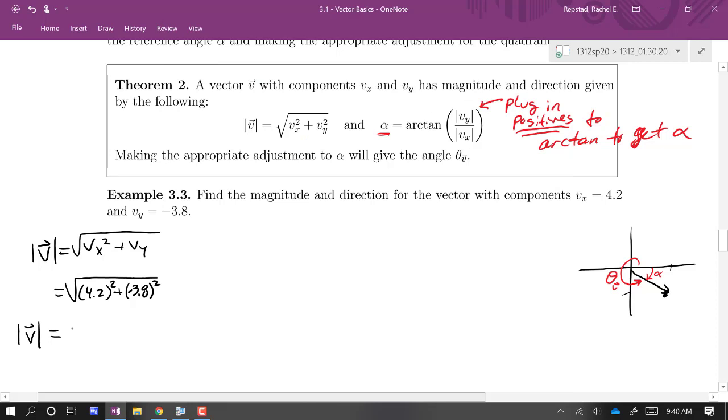5.66, or if these were approximate numbers, it's conventional to round to the same accuracy as the components. So if these were approximate, you could round that to 5.7. I'm going to leave it the way it is.